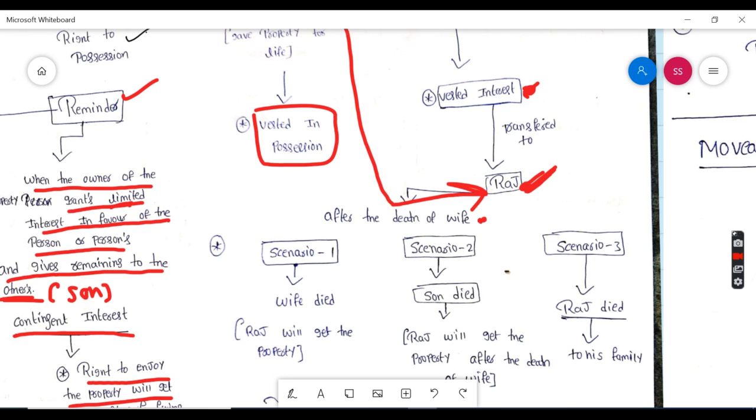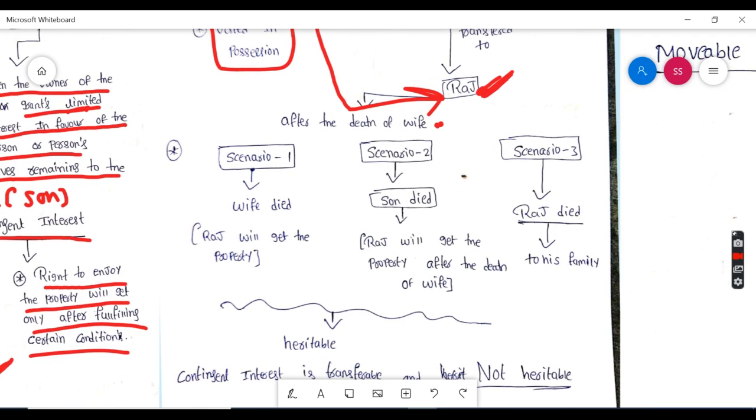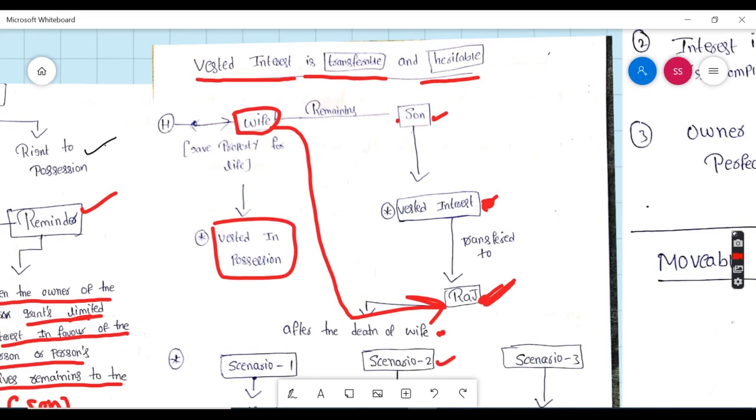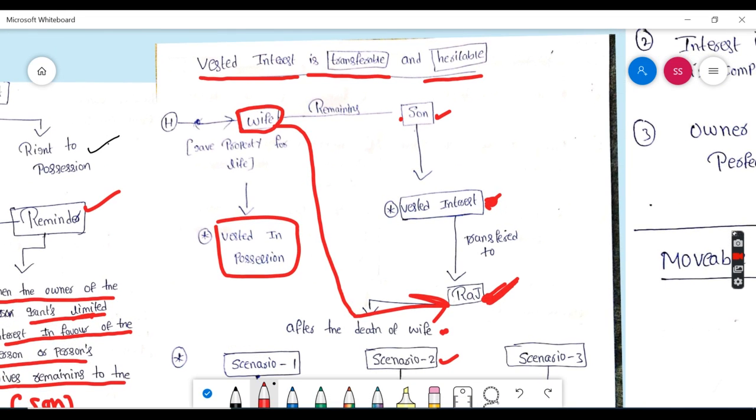But there are some scenarios we can make out of that. Scenario 1, the wife died and Raj will get the property, which we have learned here. And scenario 2, what if the son died? If the son died, same, Raj will get the property after the death of the wife. So here the wife died and then Raj got the property. That is scenario 1.